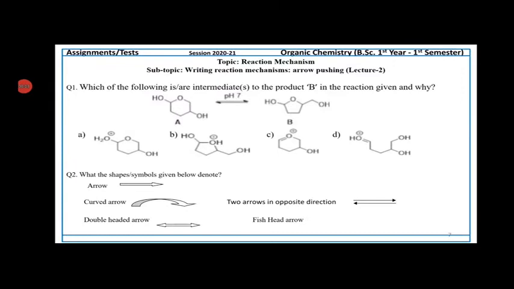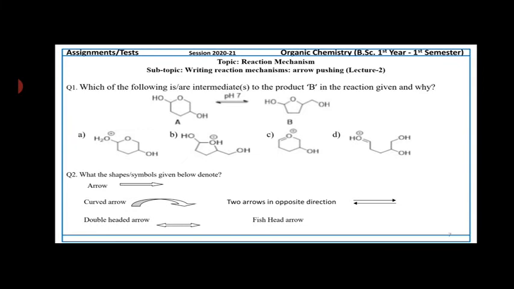Question number 1. Which of the following is or intermediates to the product B in the reaction given below, and why? A converts into B. We have to select one option out of 4. Option 1, 2, 3, 4. Which is the correct option?